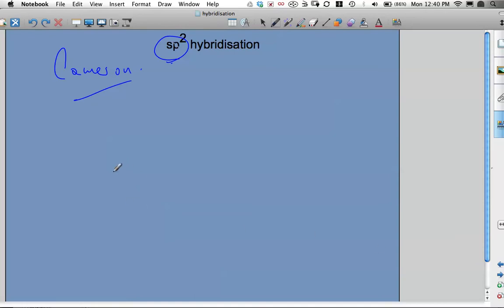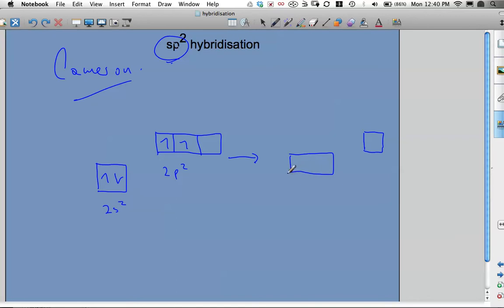For sp2 hybridization, it's just a wee bit different. So let's have a look at that. So in sp2, we still have mixing of orbitals. We have our 2 p electrons from carbon and our 2s. So this is 2s2 and 2p2. However, when they mix, one of the p's decides not to. We'll talk about why that is later. And we're left with the s, which has mixed, and 2 of the p's, which have mixed.